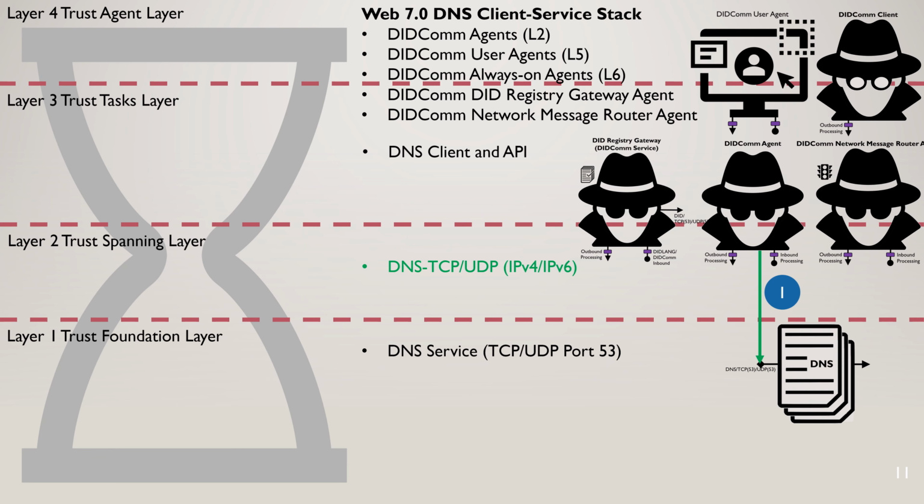This is a DNS client service stack. So we have the 4 DIDComm agents that might need access to DNS. Probably should be all 5 of them in here. And we can see that it's using DNS over TCP or UDP to access the inbound connection, the port 53 connection on the DNS server at the very bottom.